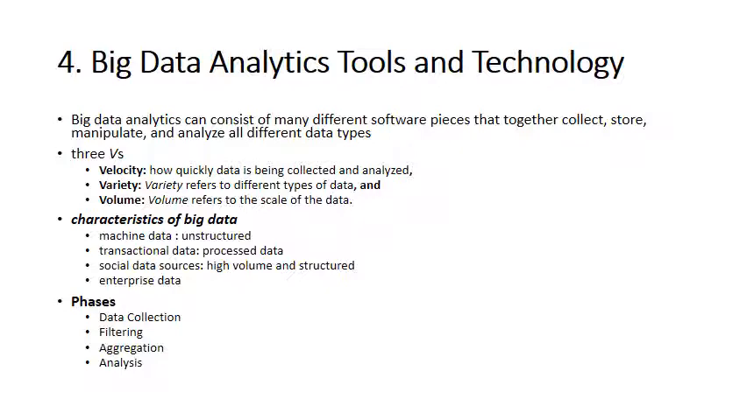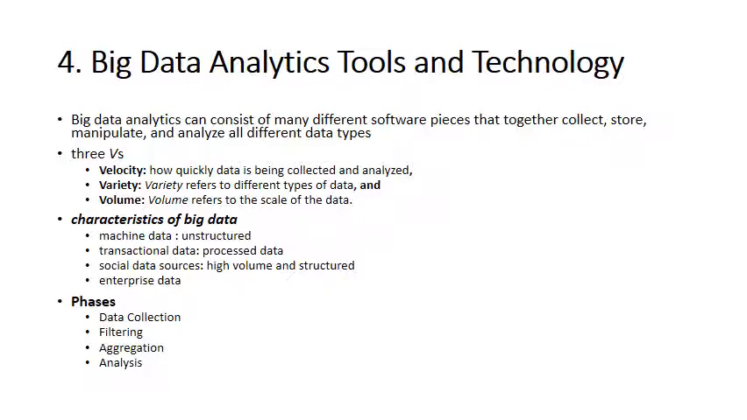So what are the characteristics of big data? First, it's all about machine data, data generated from machines. It may be structured or unstructured. Most of the time it's unstructured, because machines don't know the structured way to generate data, so we need to do programming on the machine to get structured data. Then transactional data means data in transit or processed data. And social data sources: this is high volume, and for example, Facebook is most of the time a combination of both, high volume as well as having some part of structured data. And the last one is enterprise, where the data is used for enterprise or business purposes.